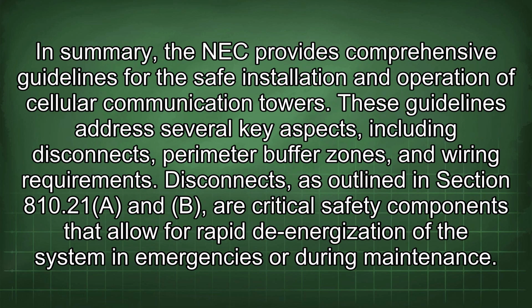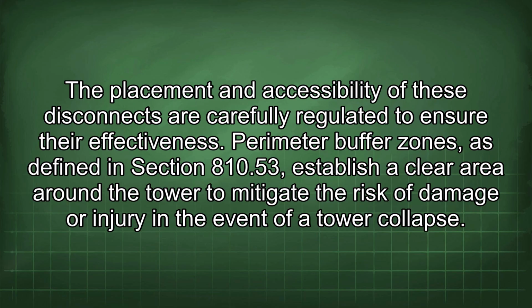In summary, the NEC provides comprehensive guidelines for the safe installation and operation of cellular communication towers. These guidelines address several key aspects, including disconnects, perimeter buffer zones, and wiring requirements. Disconnects, as outlined in Section 810.21 and B, are critical safety components that allow for rapid de-energization of the system in emergencies or during maintenance. The placement and accessibility of these disconnects are carefully regulated to ensure their effectiveness.